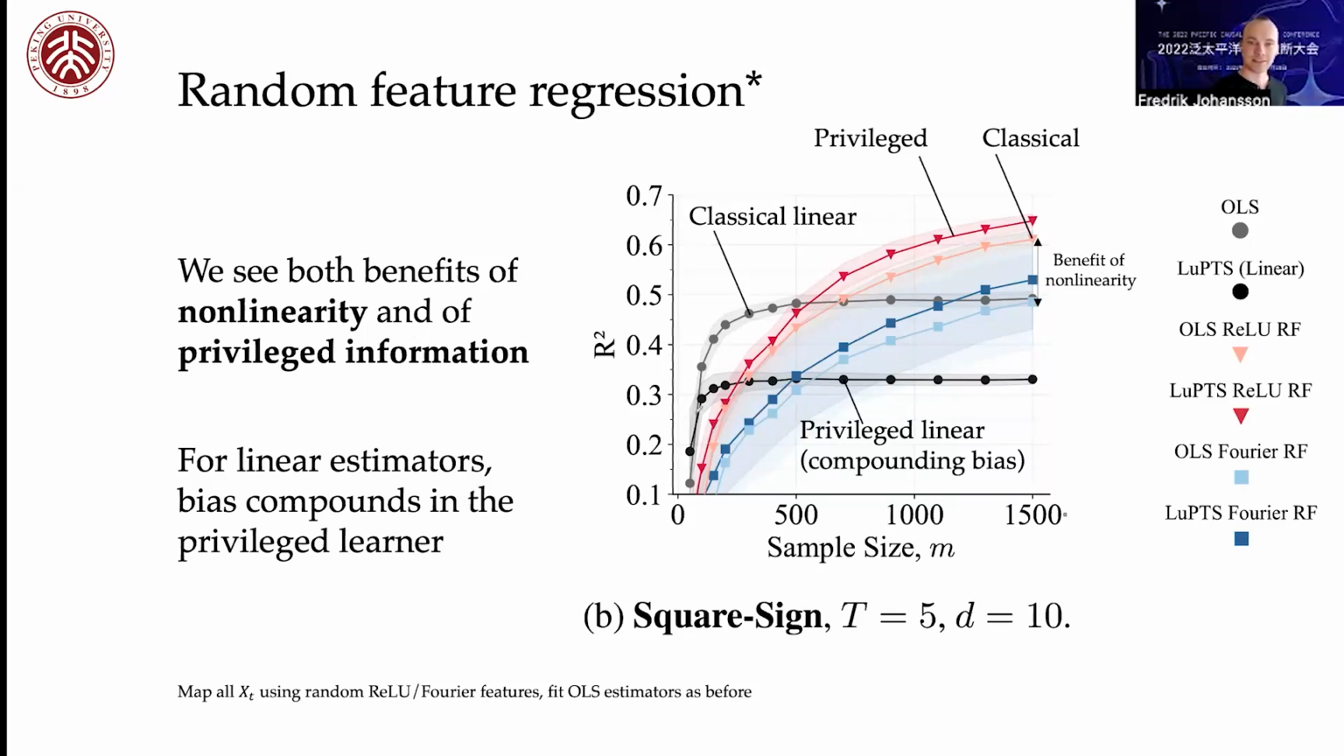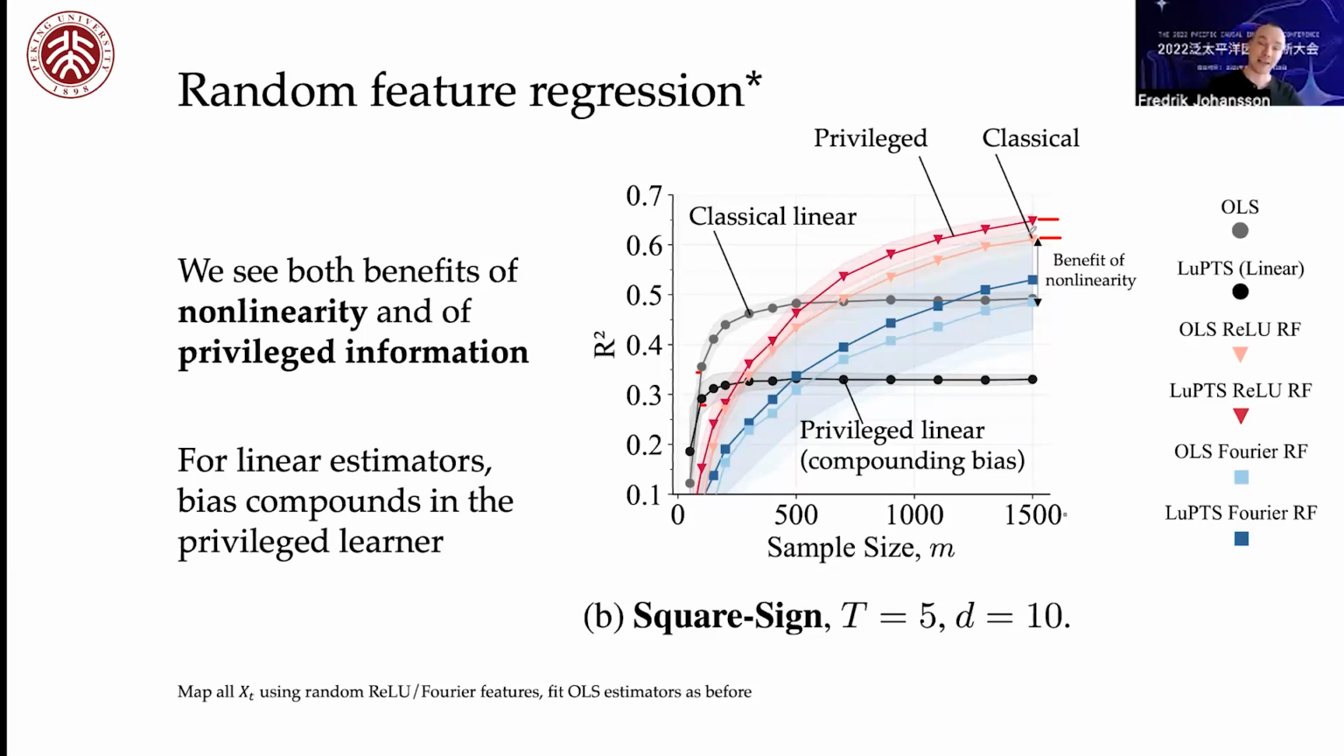Anything that's darker here, so black, for example, compared to gray, will be privileged, and the lighter will be classical. In this case, the black is below the gray, and we'll come back to that. Here we have a darker red, which is using random ReLU features, and the pale red, or the pink, will be a classical random ReLU feature. And here we have the red on top of the pink. So why is the black below the gray? What does that mean? Well, it means in this case that using a privileged learner was worse than using a classical one.